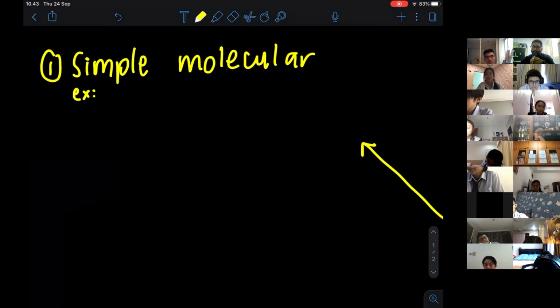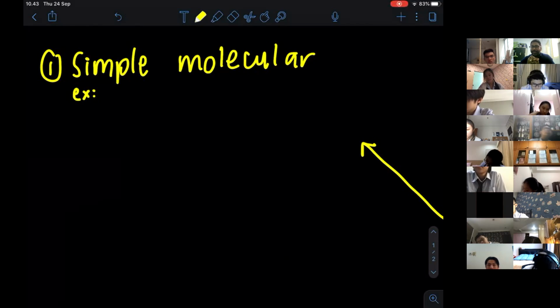It's a group of atoms bonded together. Yes, it's a group of atoms bonded together. So it can be the same atom, or it can be different atoms as well.